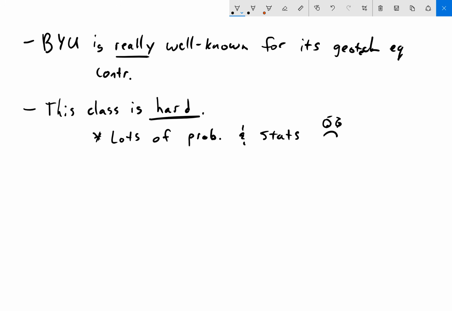And so anytime you deal with anything that is uncertain or has a lot of unknowns associated with it, statistics and probability are going to be used. Earthquake prediction, earthquake hazards are no exception. And so we're going to do a lot of statistics in this class. Another thing that makes this class hard is that we have some very challenging assignments.